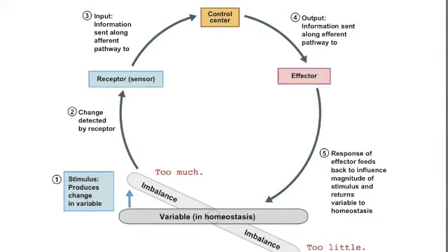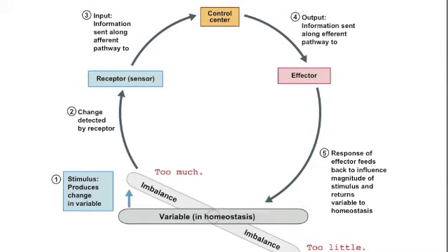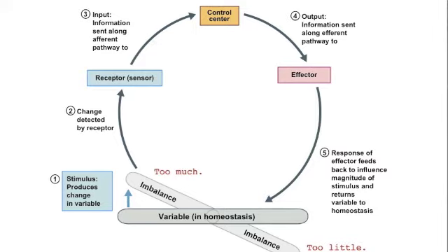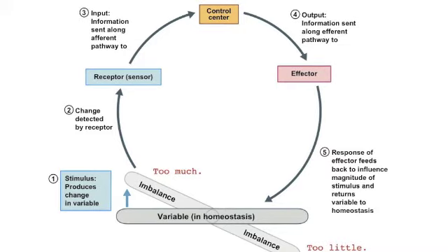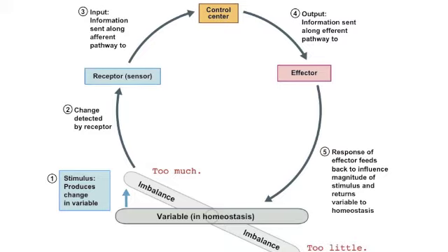The receptor then sends the information of the change to the control center. The control center then determines what needs to be done to correct the change and sends this information to the effector. The effector receives the information and makes the necessary change, returning the system back to balance and to a homeostatic condition.